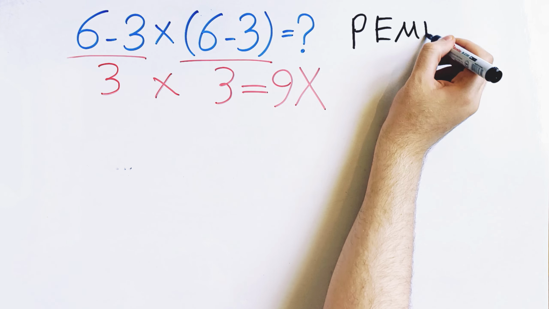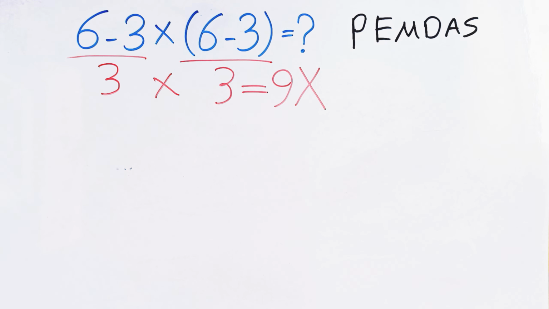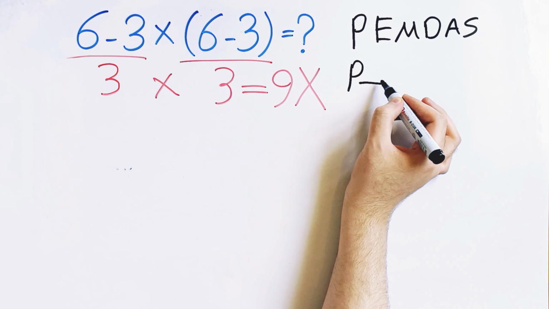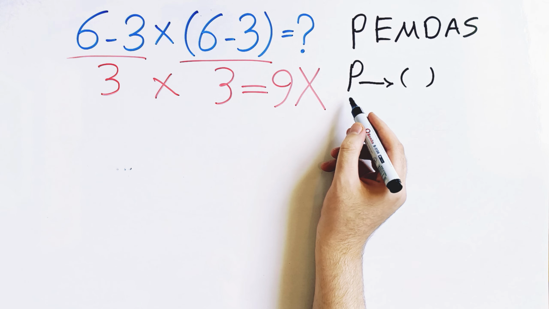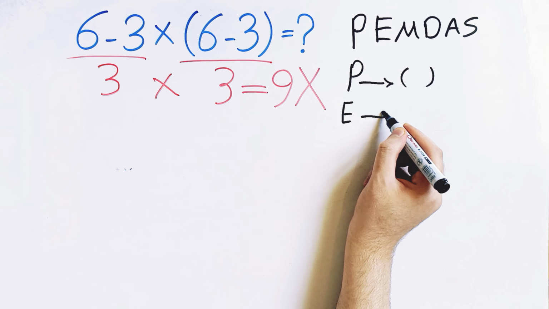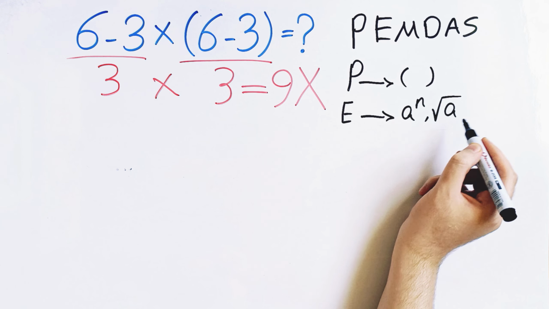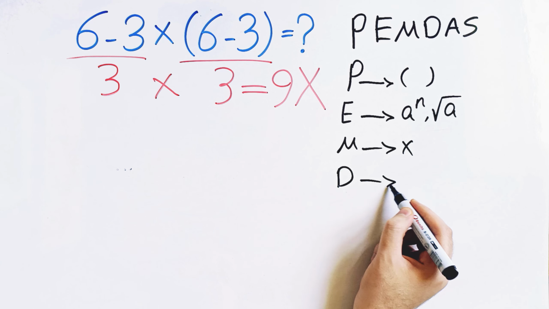Look, PEMDAS is just a simple trick to remember the order of operations in math from first to last. First, P is for parentheses, so you always clear those out first. Next is E for exponents, like powers and roots. Then you have M and D for multiplication and division.